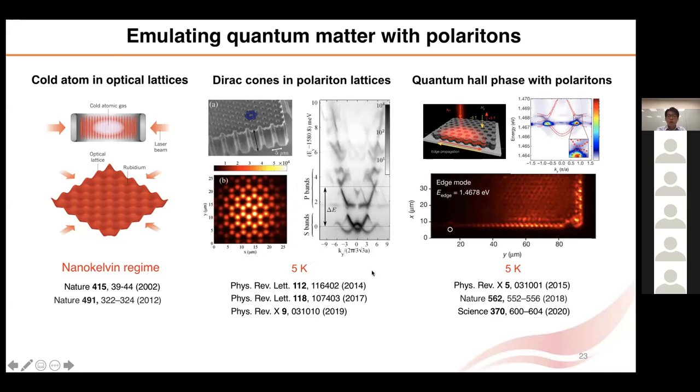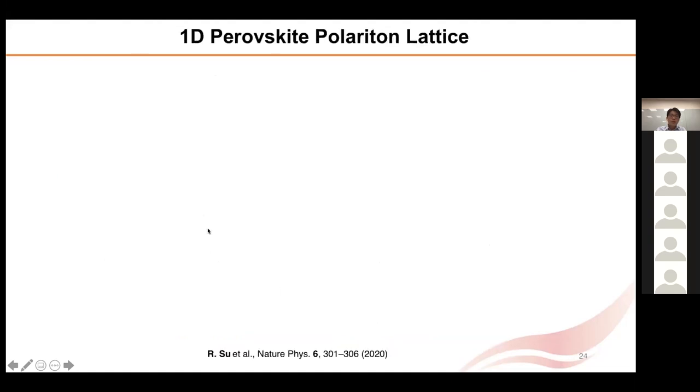However, as we know, previous gallium arsenide systems still have some challenges. For example, they have to operate at cryogenic temperature, at 5 K, because of the small binding energy. In addition, because of the weak lateral confinement, their gap opening is usually very small, as shown here. So it makes those devices or novel phenomena hard to observe. In this case, we started to think about how to introduce those periodic potentials with our perovskite system.